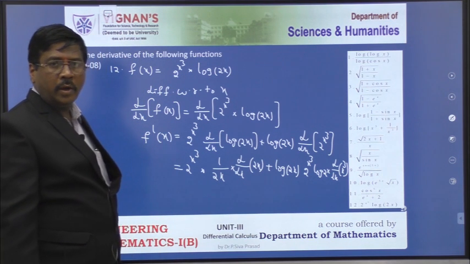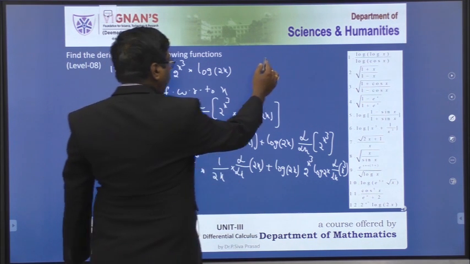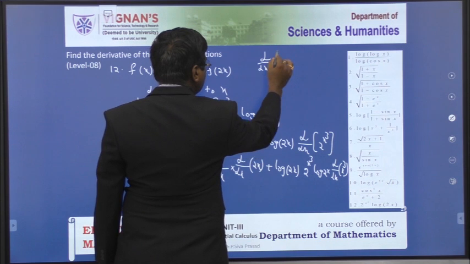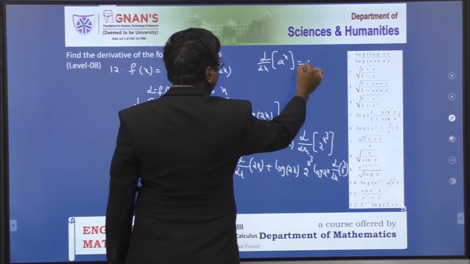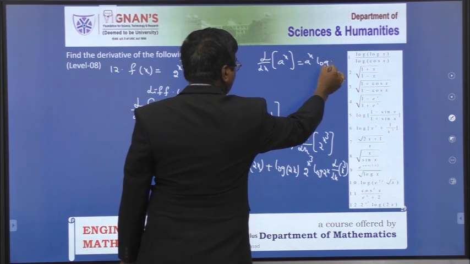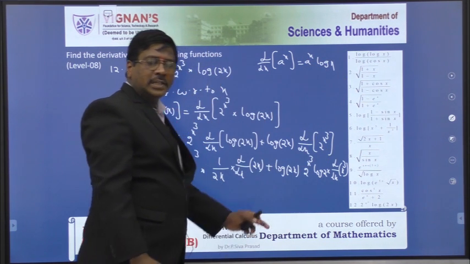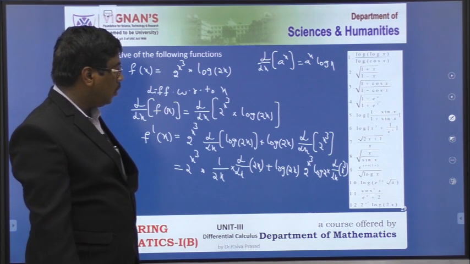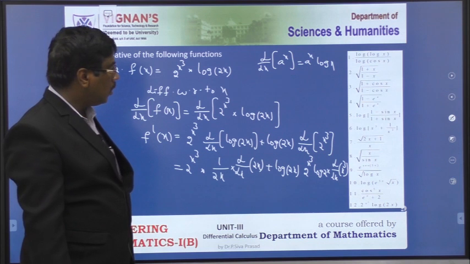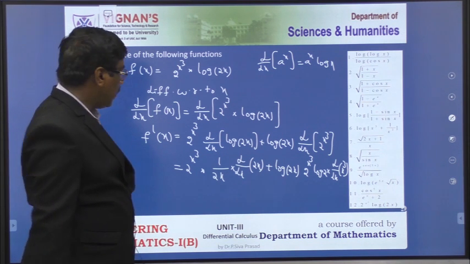All of you catch your point. Here, the formula that you may already know is that d by dx of a power x is equal to a power x into log a. Here, in place of a we have 2 and in place of x we have x cube. Therefore, directly I have to write it as 2 power x cube into log 2 into d by dx of the internal derivative x cube.